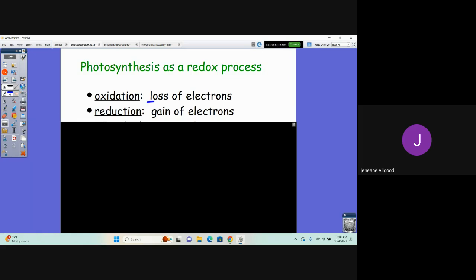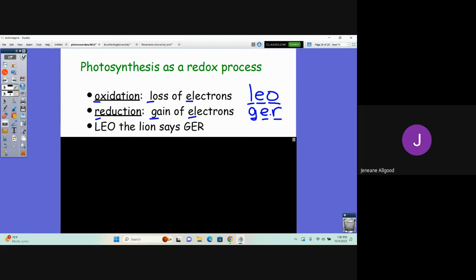The loss of electrons is oxidation. The gain of electrons is reduction. And so you just remember that Leo the lion says grr. And then you'll never mix them up. Might take you a second to think about it, but you won't mix them up.